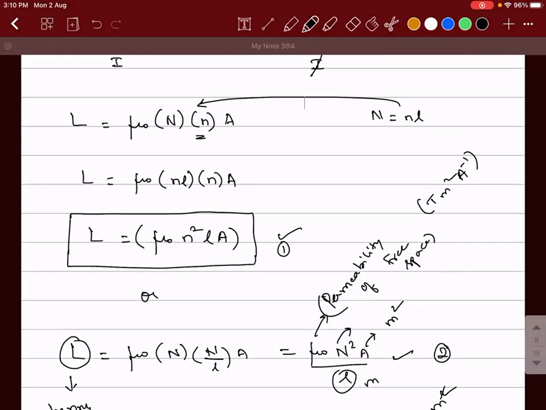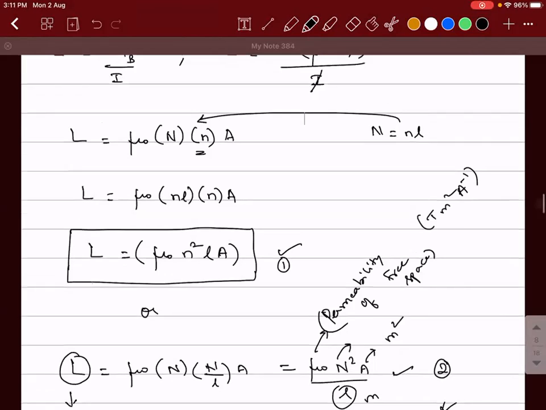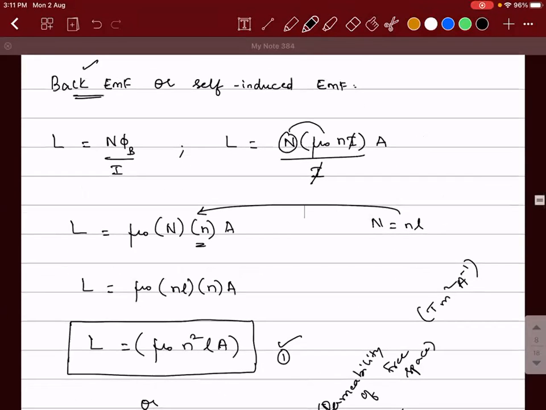Sir, can you explain why you multiplied capital N and small n, the number of turns and number of turns per unit length, in the first step? Because it is capital N into small n. Mu naught n i is the magnetic field due to the solenoid. Capital N is the number of turns of the solenoid. So the flux produced due to it will be N into mu naught into n into I. That is the reason I multiplied. Got it? Yes, sir.